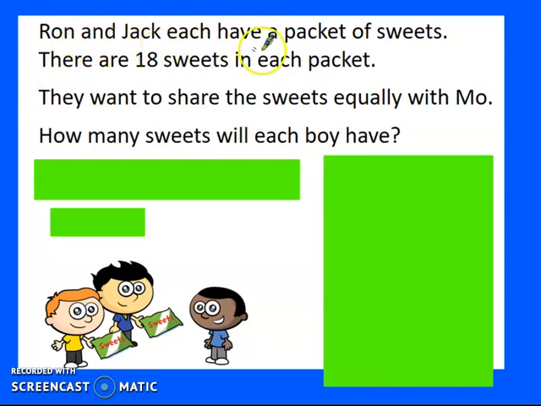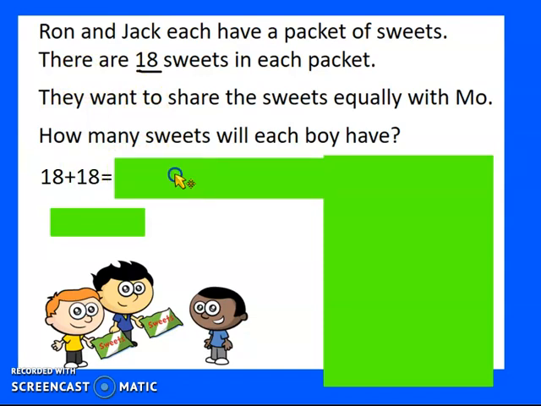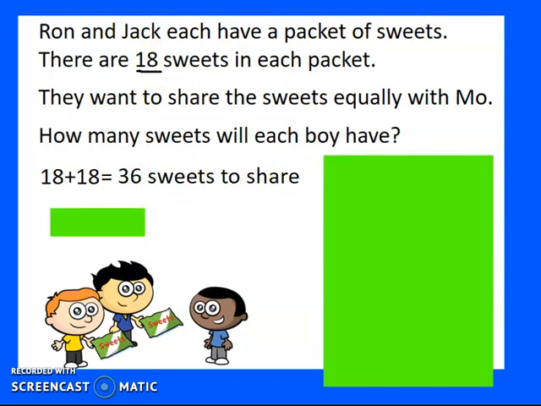We've got a little bit of a word problem here that we need to work out. So Ron and Jack each have a packet of sweets. There are 18 sweets in each packet. They want to share the sweets equally with Mo. So how many sweets will each boy have? So first we need to work out how many sweets there are in total. So if Ron and Jack both have 18 sweets, we are asking what double 18 is because they both have 18. So 18 add 18 equals 36 sweets.